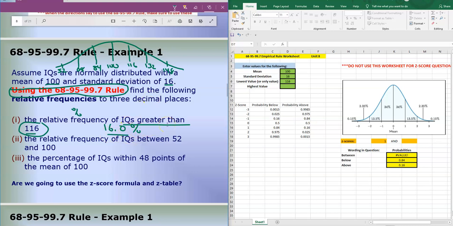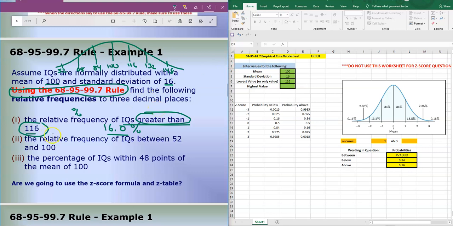So it's easy to get that. You just have to pay attention to words like greater than, so you'll know to go to the above box rather than the below box. Or, again, you could actually go over here and say that 116 is right there, so just add 13.5% plus 2.35% plus 0.15%, but that's really what this Excel worksheet's already doing for you.